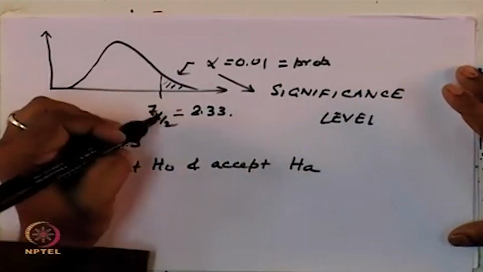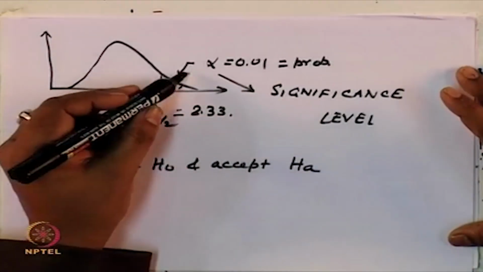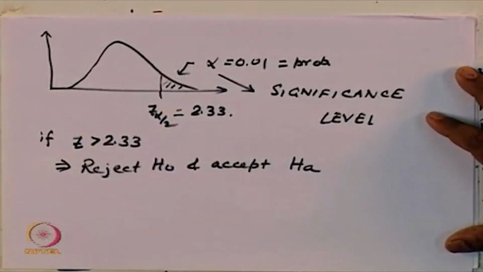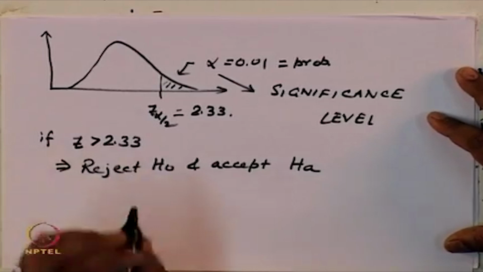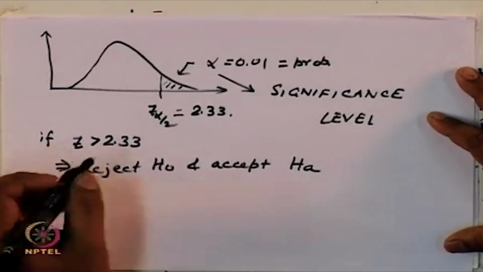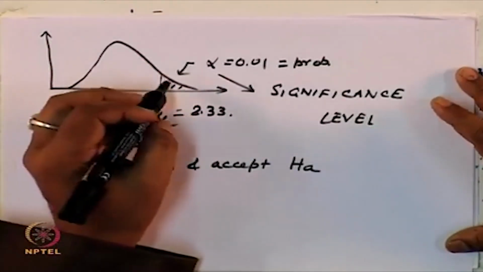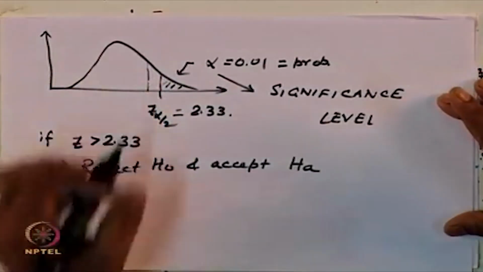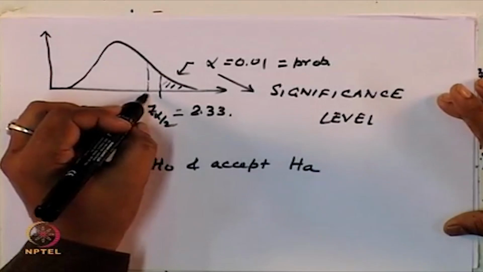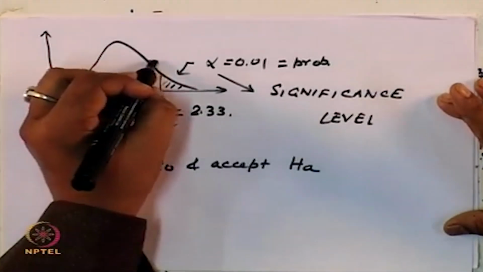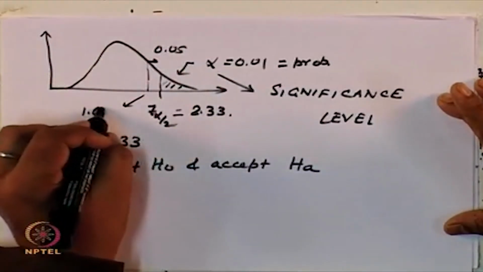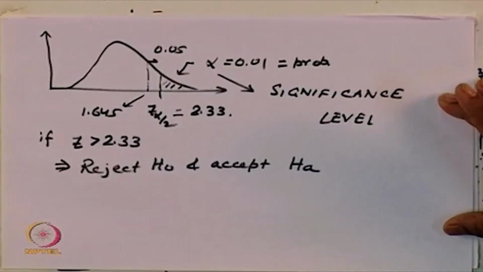Okay. So, Z of alpha by 2 is 2.33 corresponding to alpha equal to 0.01. Similarly, I can write: if I want alpha equal to 0.05, I will get a value of Z alpha by 2. If this is 0.05, then Z of alpha by 2 is 1.645.